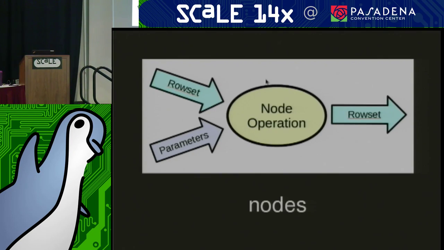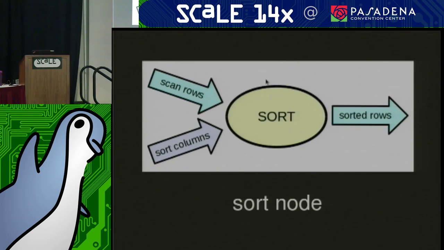The basic idea of the nodes is that every node has two kinds of inputs. One input will be one or more row sets. In the case of joins, it will be more than one row set. In the case of other forms of operation, it will be a single row set. A row set is a synthetic set of data that might be a table, and it might be data coming from another query node. Then there are parameters that go into that node that define what the node is supposed to do, how it's supposed to execute. And what comes out of it is another row set. And that's what the query planner is showing you.